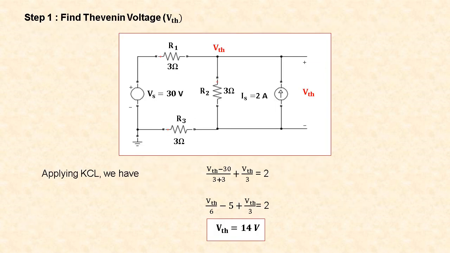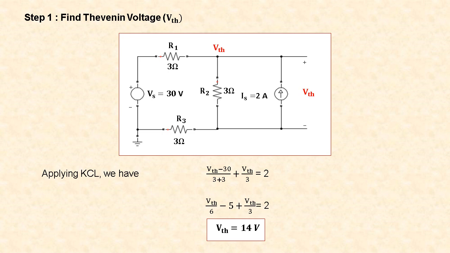For maximum power transfer, we have to represent the circuit by its Thevenin's equivalent circuit. So first we have to find the Thevenin's voltage. For that we have to remove the load resistor and find the open circuit voltage across the terminals. That is the Thevenin's voltage.